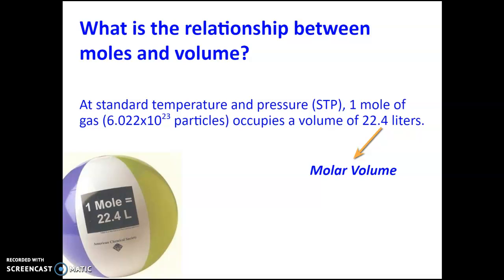The image of this little beach ball in the left corner is showing you about what the volume of 22.4 liters looks like. There's nothing else in the picture for scale, but it actually is really close to the size of an average beach ball. And so, I think that's kind of fun, just to gain a perspective of what a mole of gas looks like.